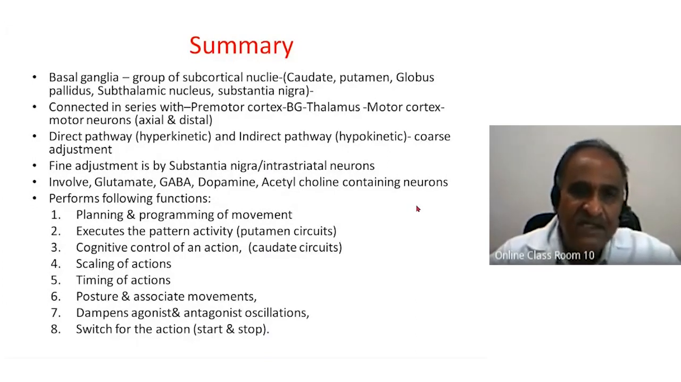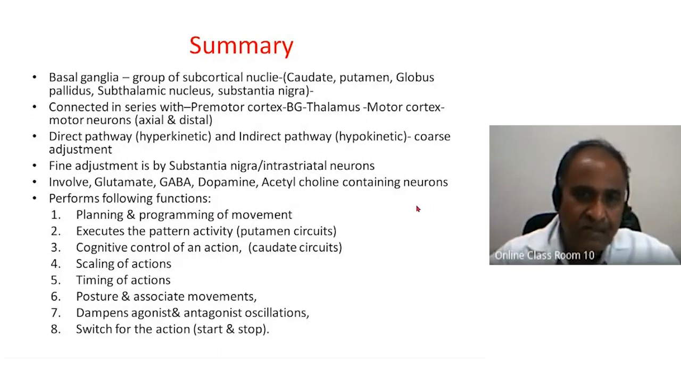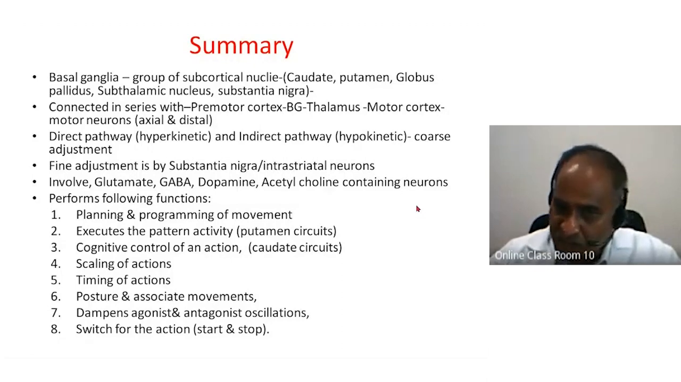There is a fine adjustment performed by another group of nuclei, that is substantia nigra and intrastriatal neurons. In the basal ganglia, we have glutamate, GABA, dopamine, and acetylcholine as neurotransmitters. Primarily there are four neurotransmitters: glutamate, GABA, dopamine, acetylcholine. Glutamate is excitatory, GABA is inhibitory, dopamine plus and minus, acetylcholine plus and minus.